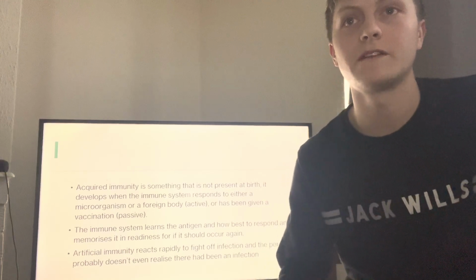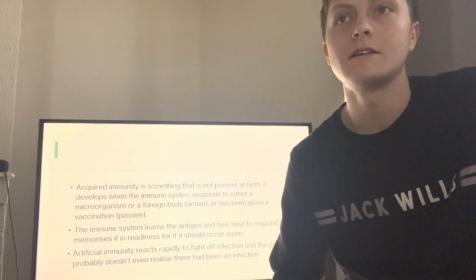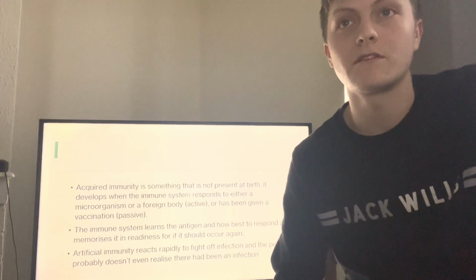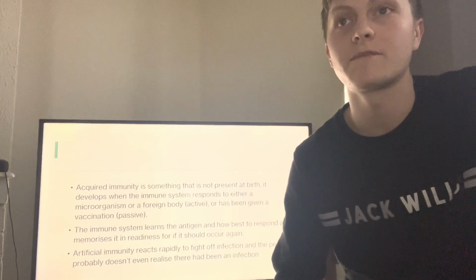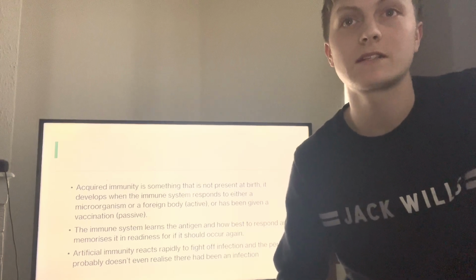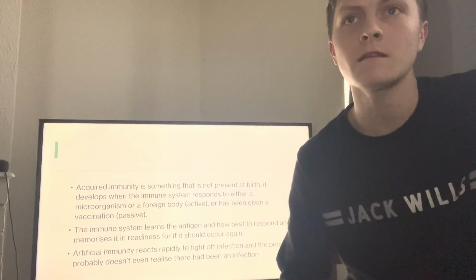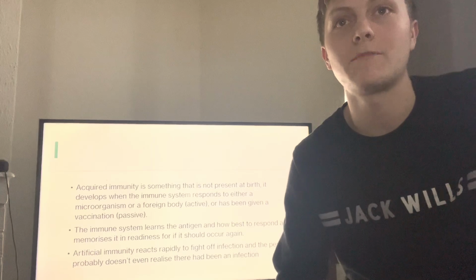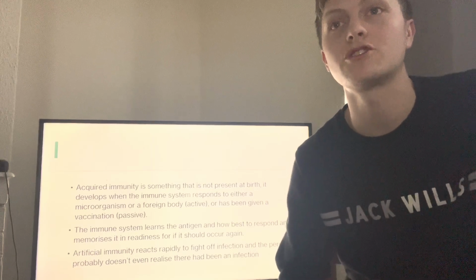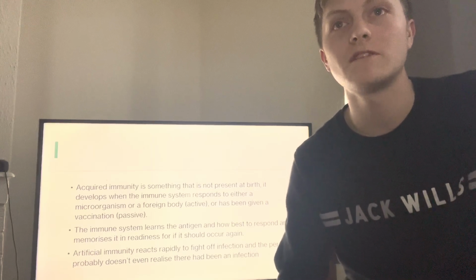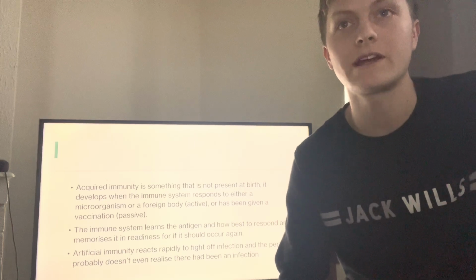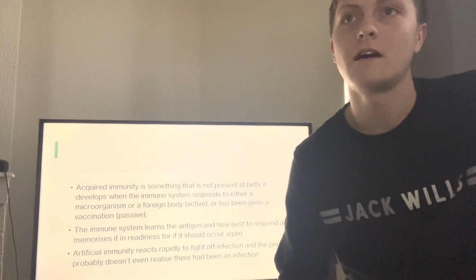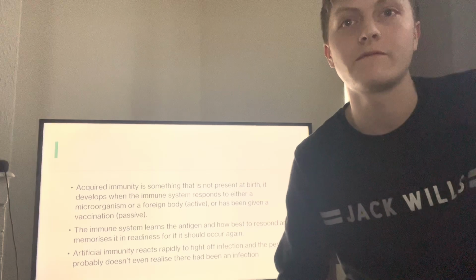Acquired immunity is something that is not present at birth. It develops when the immune system responds to either a microorganism or a foreign body, active, or as being given a vaccination, passive. The immune system learns the antigen and how best to respond and memorises it in readiness should it occur again. Artificial immunity reacts rapidly to fight off infection, and the person probably doesn't even realise there's been an infection.